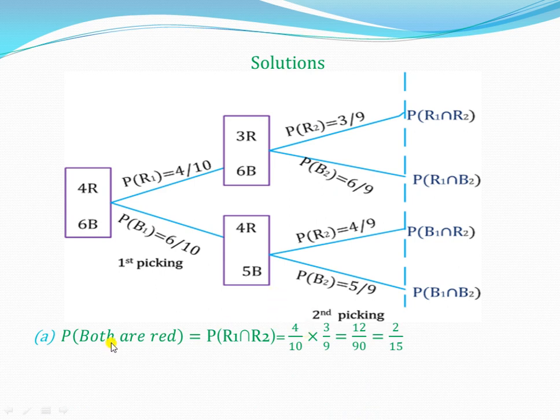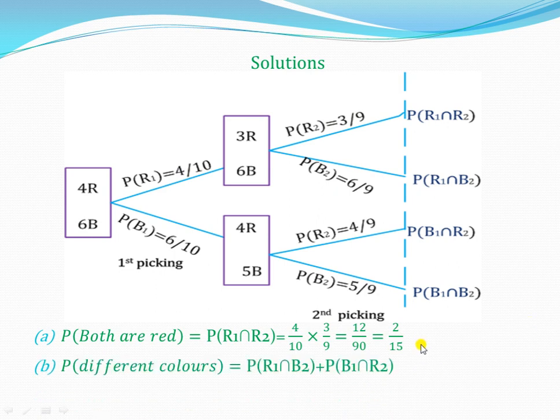Part A wanted probability that both of the pens are red. Now both red means R1 and R1. So you simply pick 4 out of 10 multiplied by 3 out of 9, which we have here clearly giving you 12 out of 90, which can be simplified by 6 to give you 2 out of 15. So that becomes our answer for part A.